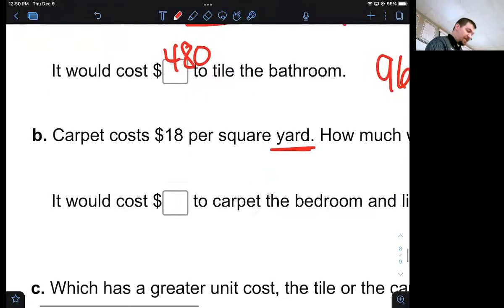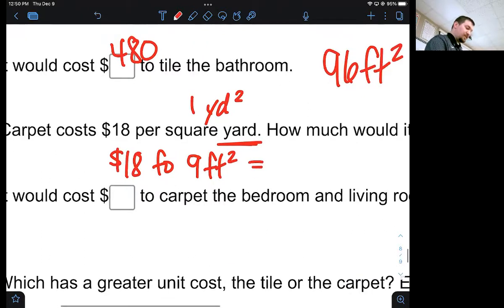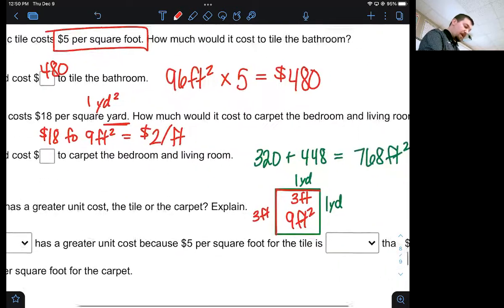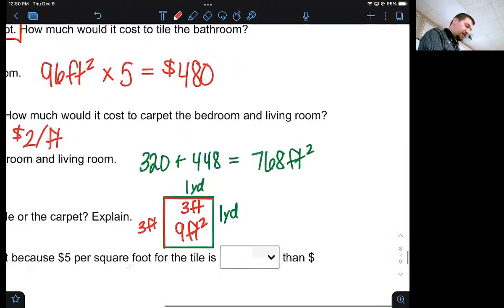So if it's $18 for 1 square yard, how much would it cost then for 9 square feet, which is the same size as that square yard? What's 18 divided by 9? 2. It's actually $2 per square foot. I'm just finding a unit rate right there. So knowing that I need 768 of these, and each square foot's going to cost me $2, because square yard doesn't help me a whole lot.